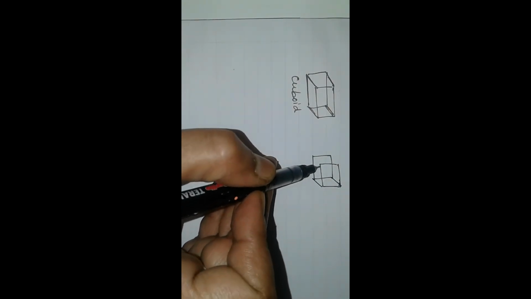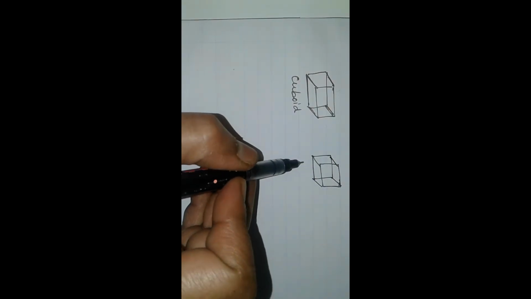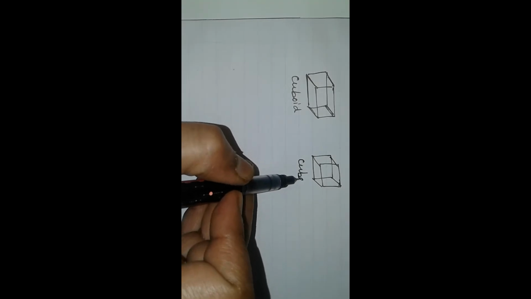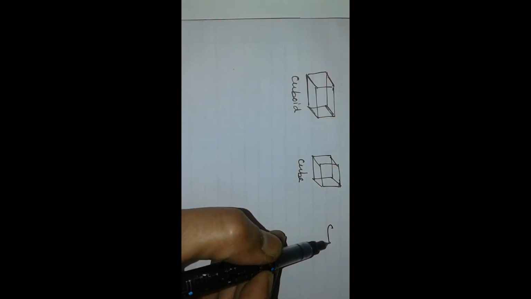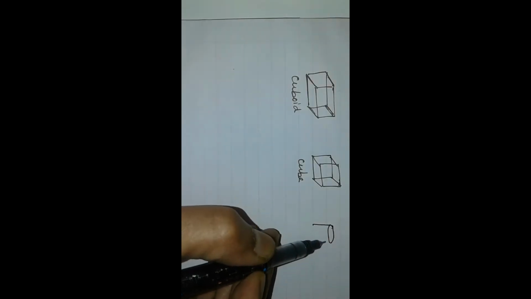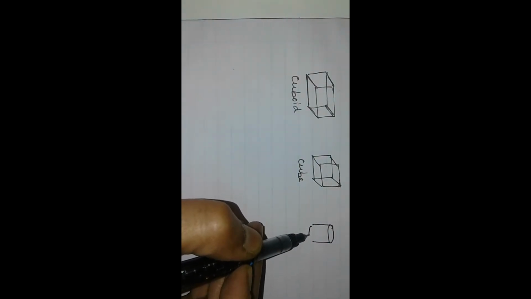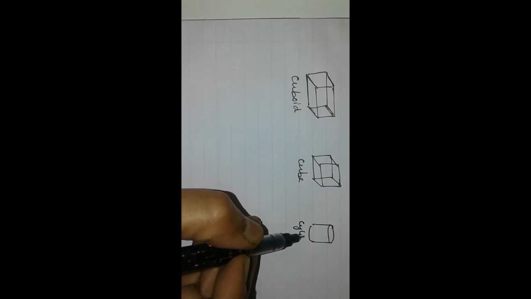it is a cube, and you can draw a cylinder also. A cylinder is a solid shape. So these are all solid shapes. Now next point, view of 3D shapes.